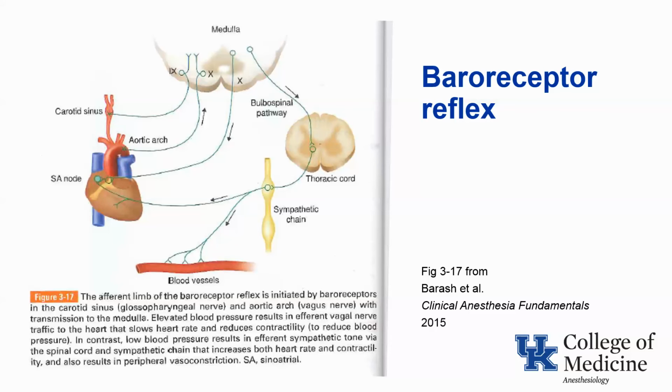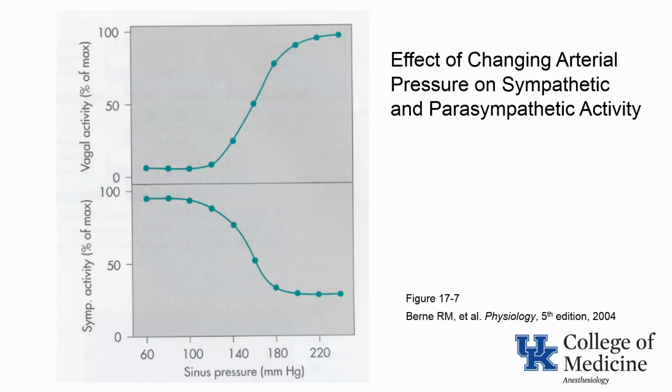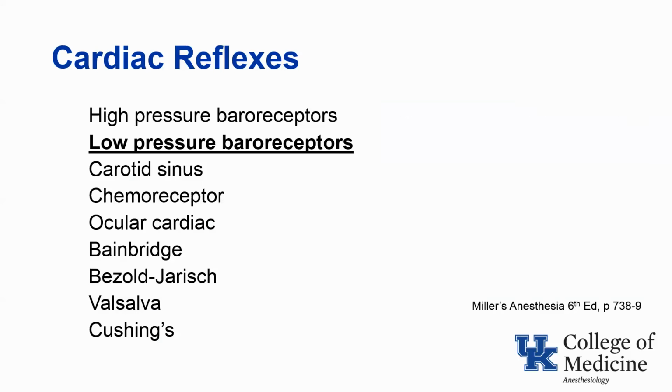You see the receptors in the carotid sinus and the aortic arch go up to the medulla, where it then has effect on heart rate and on peripheral vascular resistance. I previously showed the effect of changing arterial pressure on sympathetic and parasympathetic activity. Increasing arterial pressure causes increased vagal activity, and a decrease in arterial pressure causes an increase in sympathetic activity.